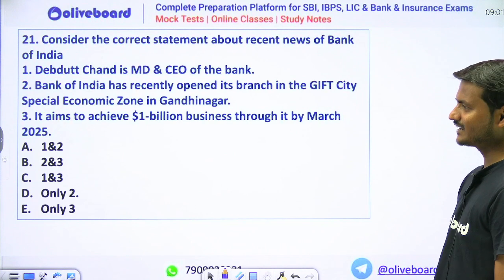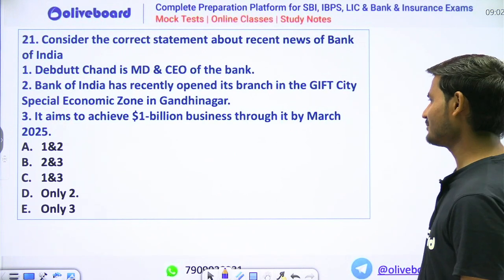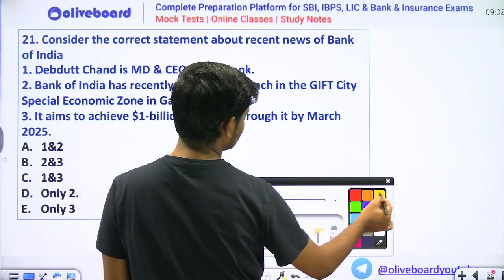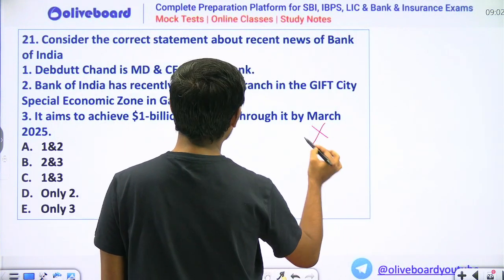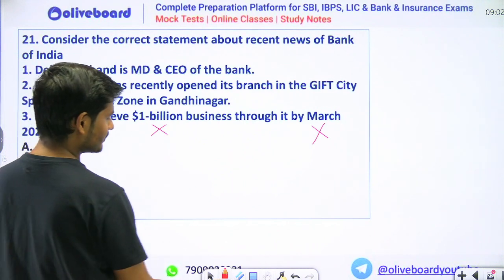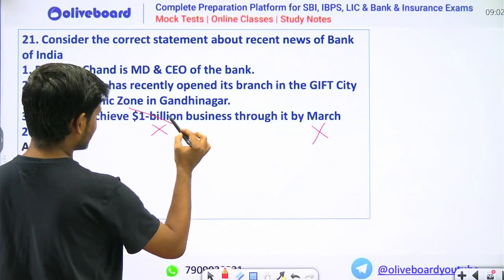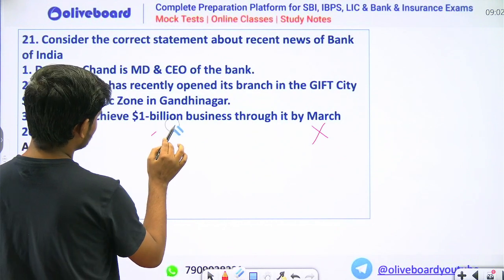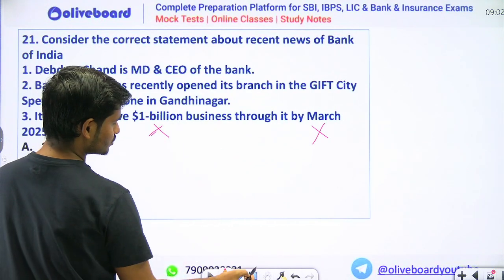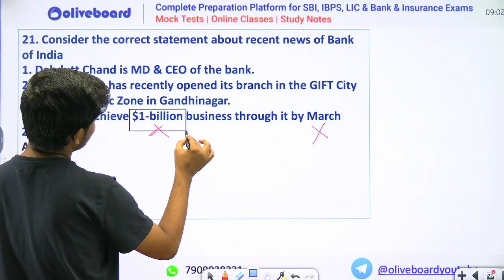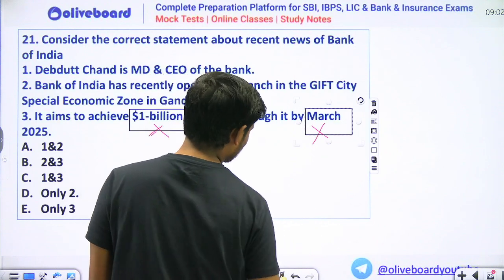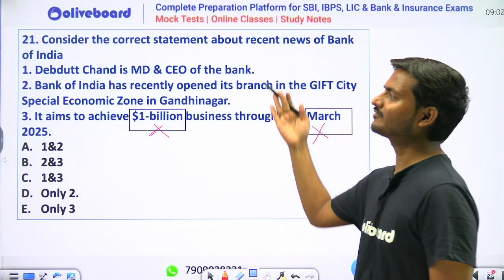Again, it's a date game. So if I were in your place, I would have automatically eliminated option number 3. Why? Because it's a date game, and along with that it is a target based game. That is 1 billion and 2025. So if I were giving the examination, I would have automatically eliminated option 3. Now we are left with two options.